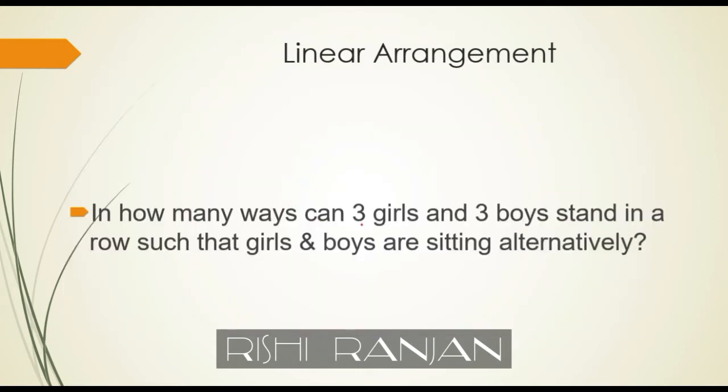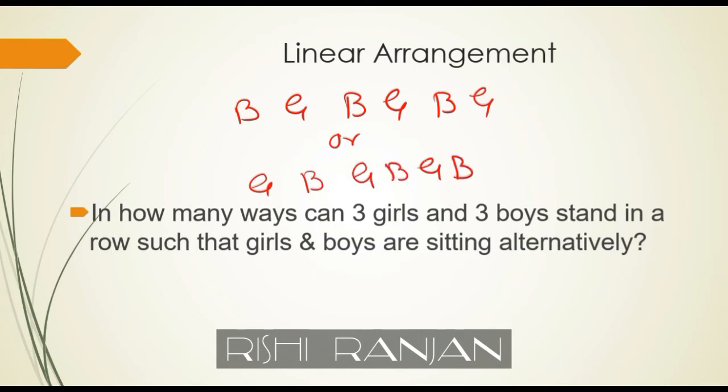In how many ways can 3 girls and 3 boys stand in a row such that girls and boys are sitting alternatively? Let's see. Boy, girl, boy, girl, boy, girl. This is one arrangement I'm taking. But is this the only possibility? No. There's one more, starting with girl. Girl, boy, girl, boy, girl, boy.